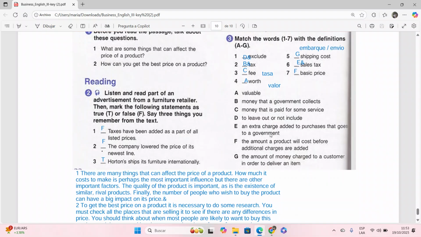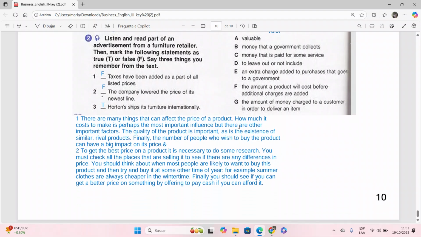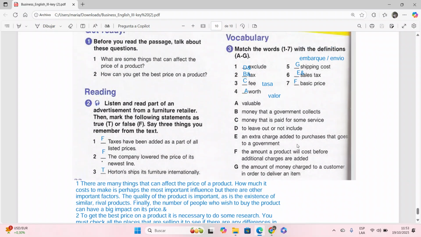2. 1. False. Taxes have been added as a part of listed prices. 2. False. The company lowered the price of its newest line. 3. True. Cotton Chicks sells furniture internationally.